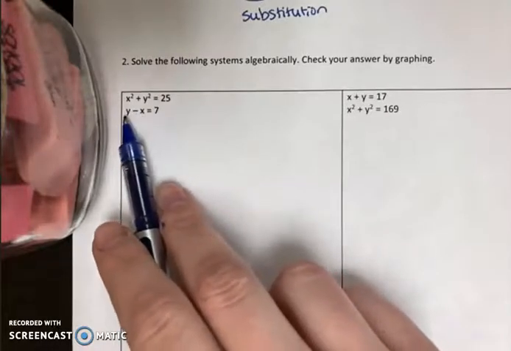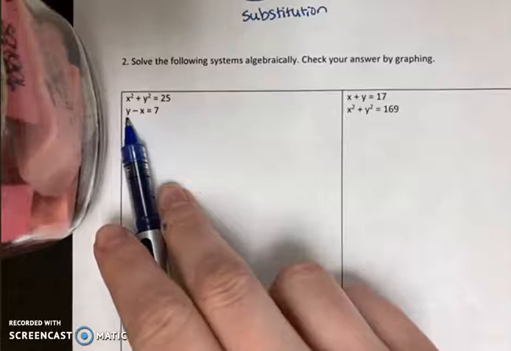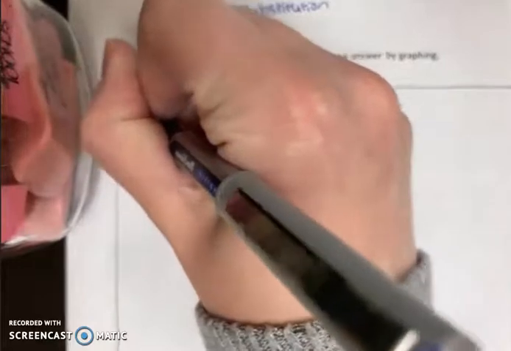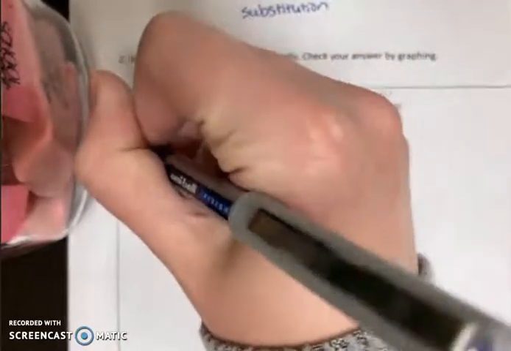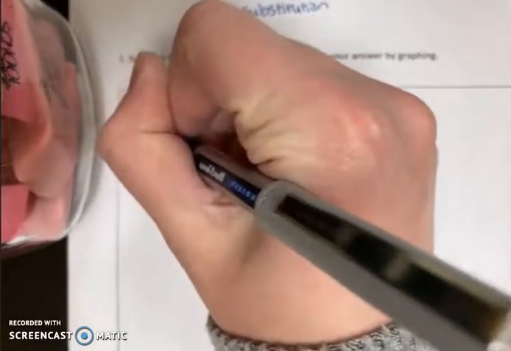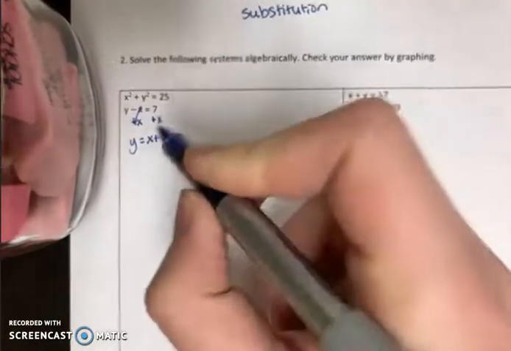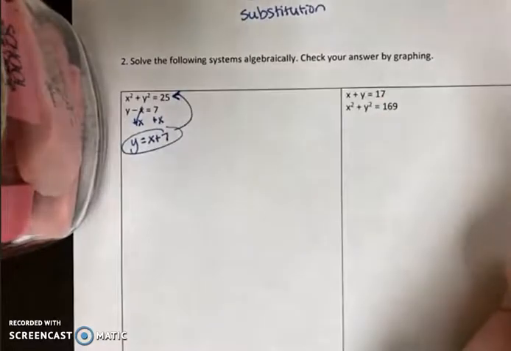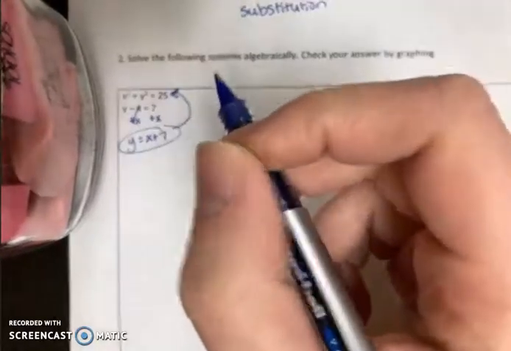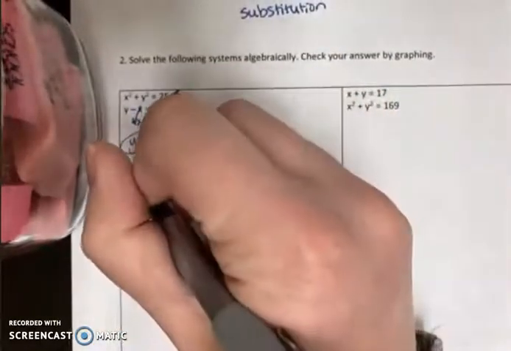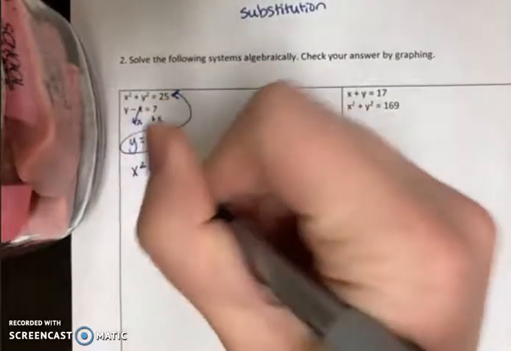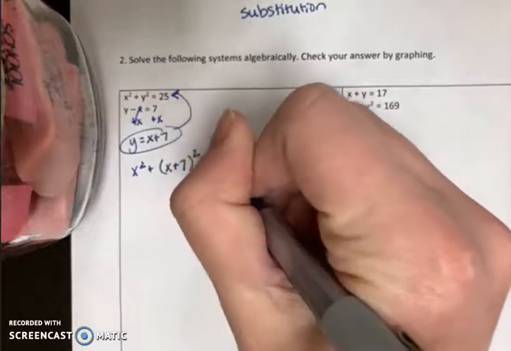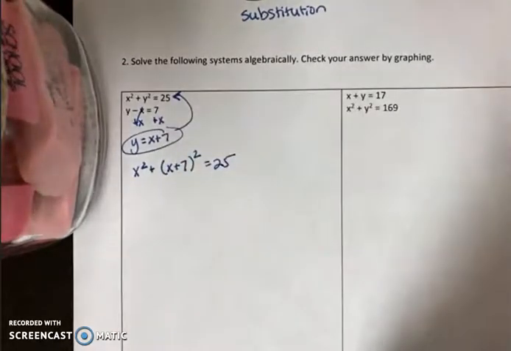In this case, I think it would be easier to solve for y because I would just add x to each side, leaving me with y equals x plus 7. And now that it's rewritten, we can take that equation and plug it into the first one, remember the circle equation. And what that would look like is we would have x squared plus y, which was x plus 7, squared, equals 25. Now here's where I see a lot of the mistakes.